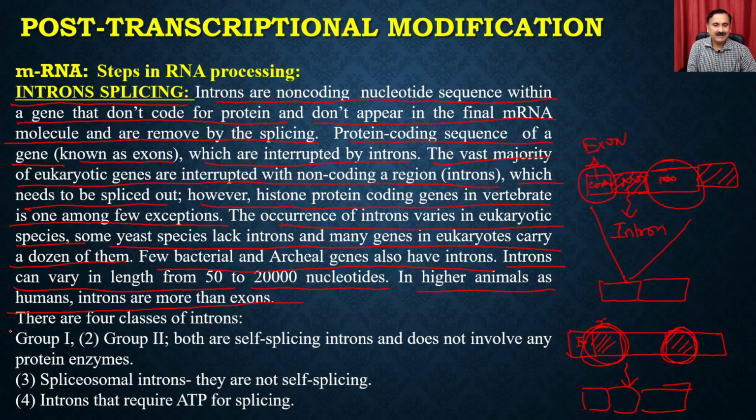So there are four classes of introns. You can have group 1 introns and group 2 introns. Both are self-splicing introns and do not involve any protein machinery. Then you can have the spliceosomal introns. They are not self-splicing and require a splicing machinery. Then you also have the introns that require ATP for the splicing. So there are four different groups of introns. Group 1 and group 2 introns are the self-splicing introns, which means they don't require any protein machinery. They can be just spliced out on their own.